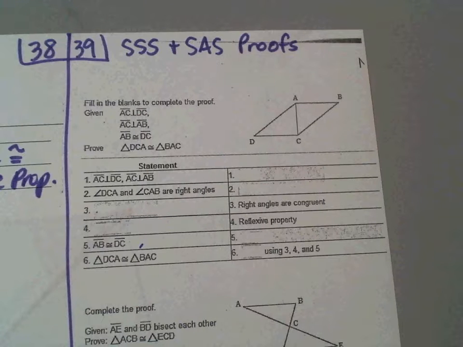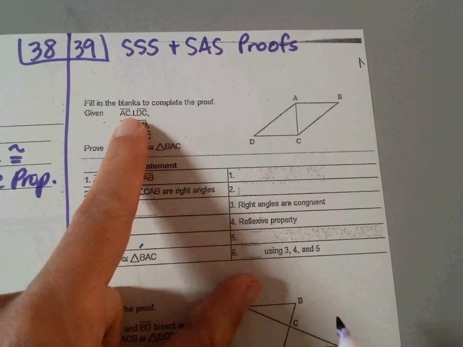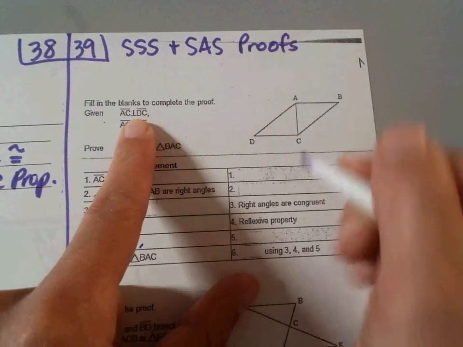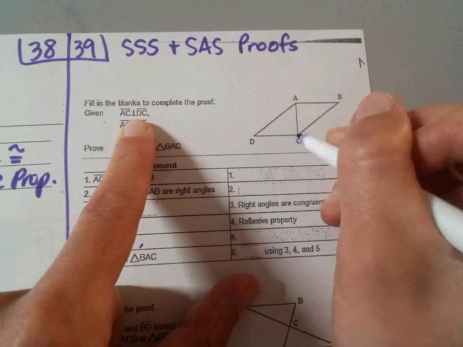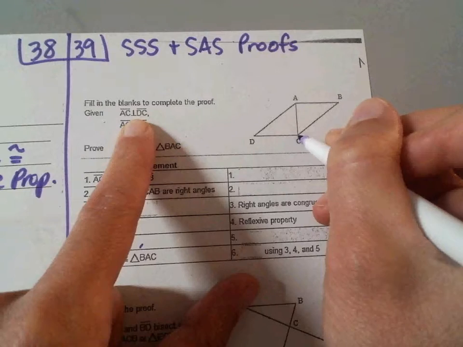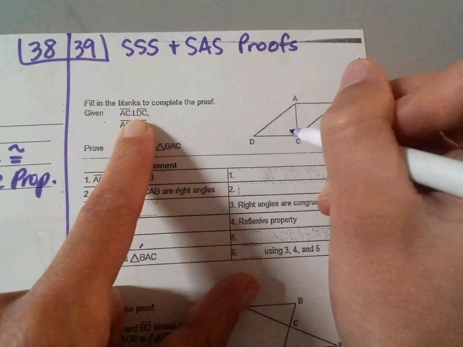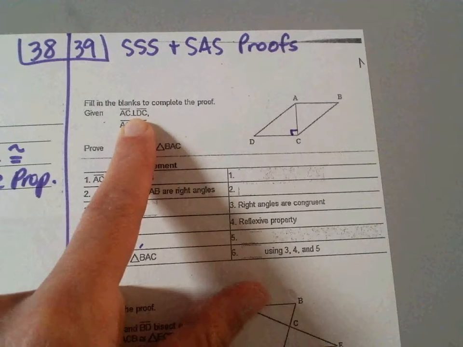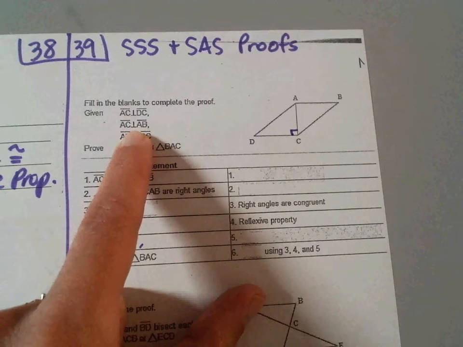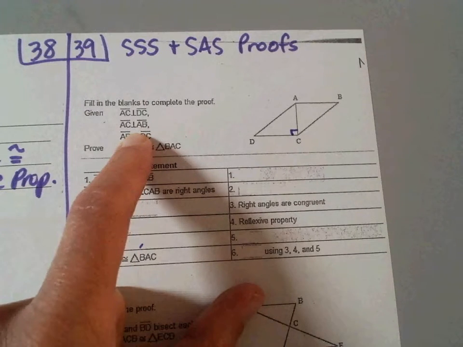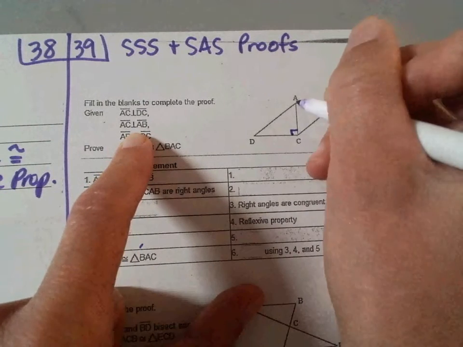Okay, so page 39 of your notes, we're going to start by marking our picture. It says AC is perpendicular to DC, so you need to find them. AC and DC is perpendicular. How do you mark things perpendicular? Square in the corner. So mark the square in the corner. Good job. And then it says side AC is perpendicular to side AB. So find AC and find AB, and we're also going to put a square in that corner.